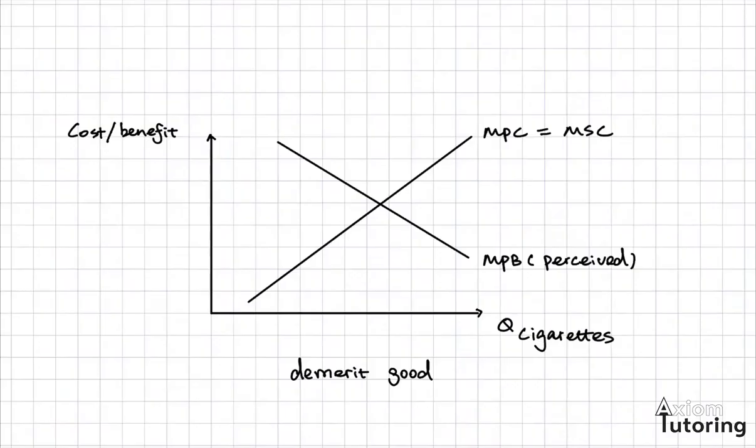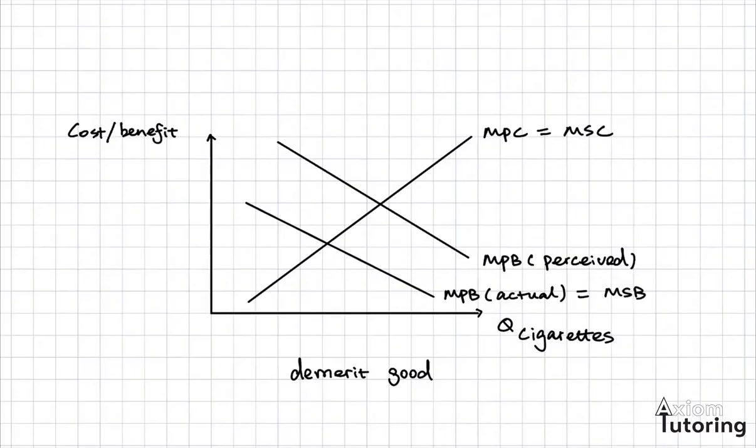Now, let's draw the actual marginal private benefit curve below the perceived one. This reflects the true private benefit once all future healthcare consequences are considered. Since this example focuses purely on information failure, MSB overlaps with the actual marginal private benefit curve.